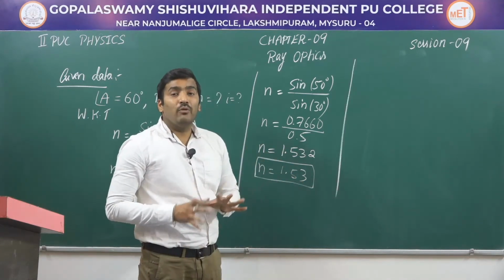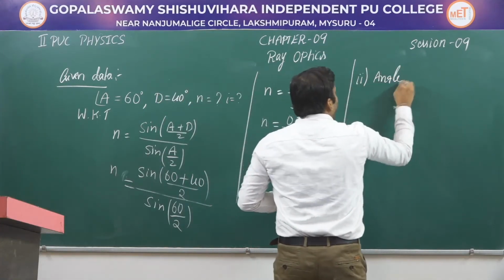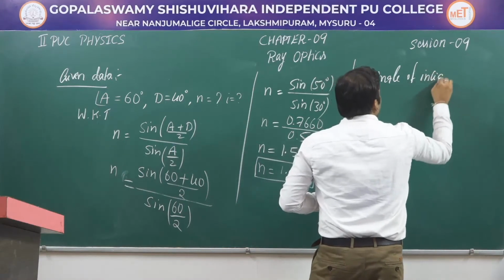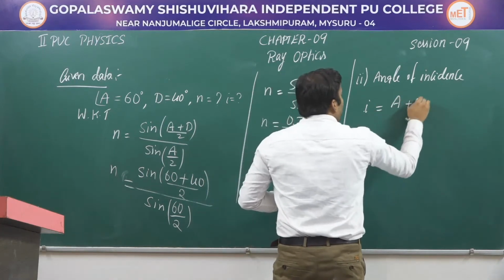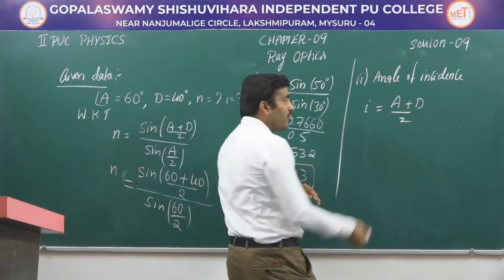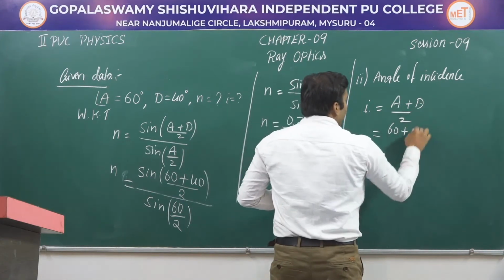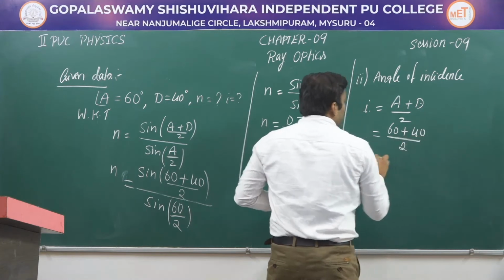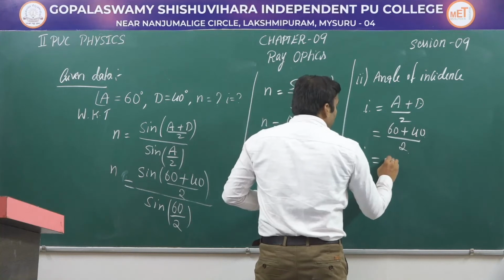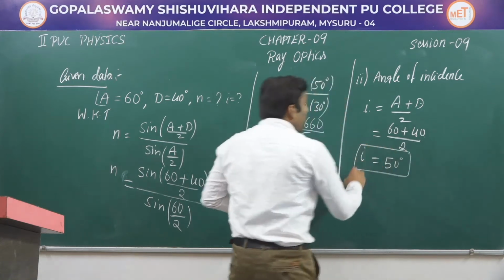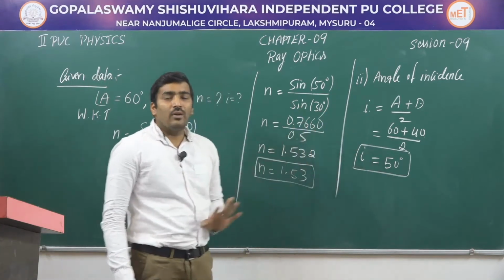Now we have to find the angle of incidence also. So in the second case, angle of incidence. What is the formula for finding the angle of incidence? I is equal to A plus D by 2. So the angle of the prism is 60 degree and the angle of deviation is 40, divided by 2. So 60 plus 40 by 2 is 50. So the angle of incidence is equal to 50 degrees. So we have found the refractive index of the material of the prism and also its angle of incidence.